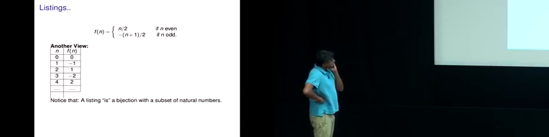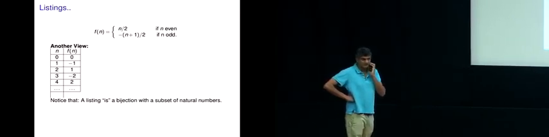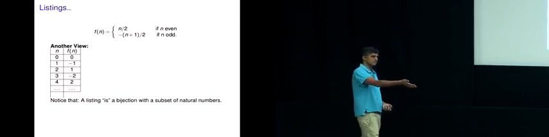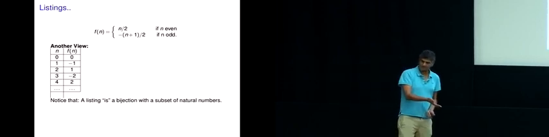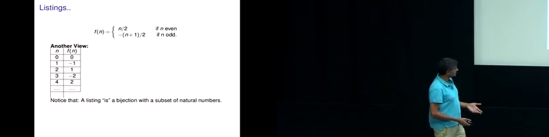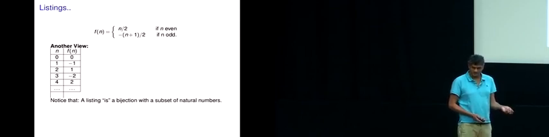So in fact, what is a listing? Well, a listing is a bijection to the natural numbers. Any listing, you can just say the first guy in the list maps to 0, the second guy maps to 1, the third guy maps to 2. So if you have a way to list all the elements of your object, then you have produced a bijection to the natural numbers, right?